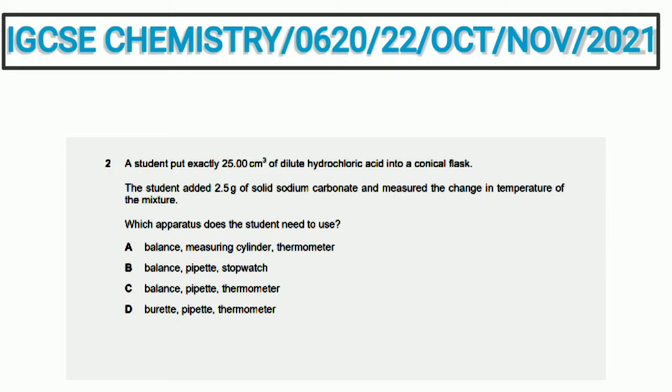Second question. A student put exactly 25 cm³ of dilute hydrochloric acid into a conical flask. The student added 2.5 gram of solid sodium carbonate and measured the change in temperature of the mixture. Which apparatus does the student need to use? The student has to measure exactly 25 cm³ of dilute HCl, so volume can be measured accurately with a pipette. Mass 2.5 gram can be weighed by a balance and change in temperature can be measured by a thermometer. So the correct option here is option C, that is balance, pipette and thermometer.